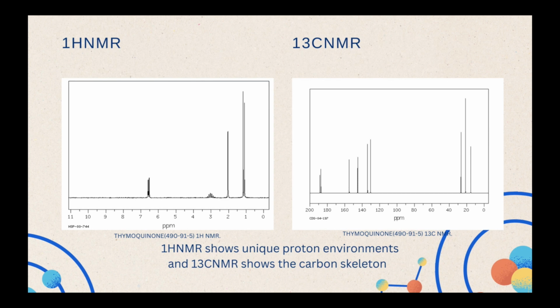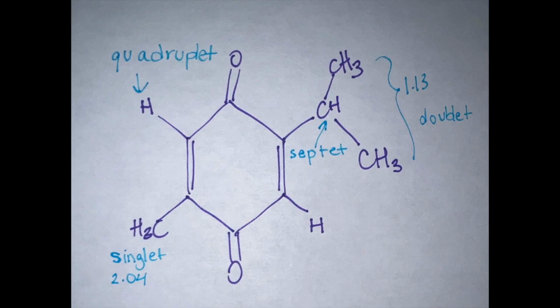If we were to use these compounds in laboratory, these would be the results we would get for HNMR and CNMR. In the first picture, we have HNMR, and it shows that there are 4 distinct proton environments. This drawing allows us to see where those unique proton environments come from. We have a septet, a singlet, a quadruplet, and a doublet.